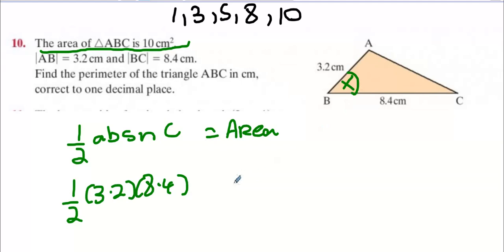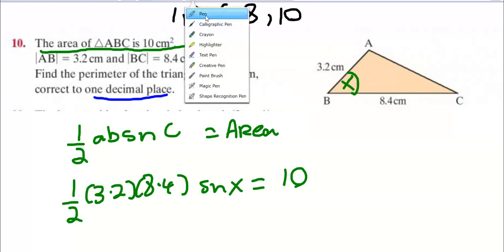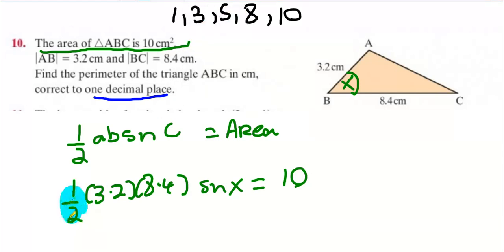So what's the area? 10. What's going to be your goal now? Get sine x on its own, and then sine inverse it to find the angle. Is that all right? Okay. Now, it wants the answer to 1 decimal place, so do your angle to like 3 decimal places, okay? So this part here in blue highlighter, lob that all into the calculator.